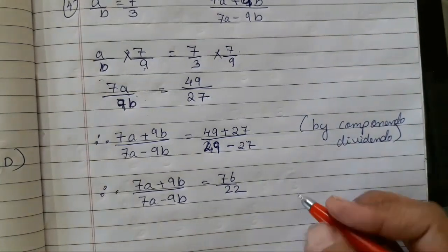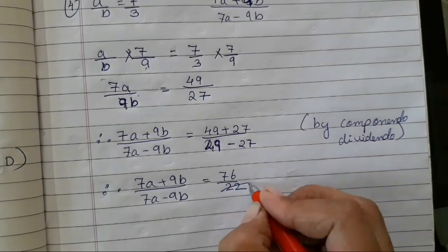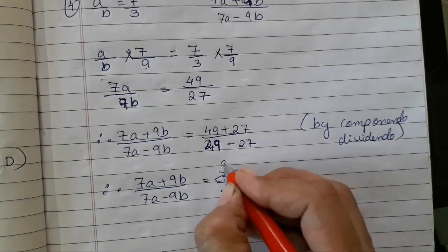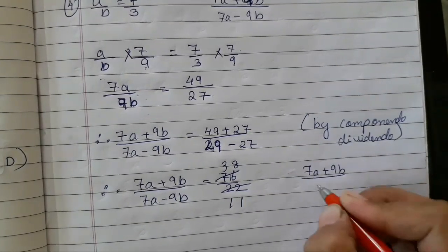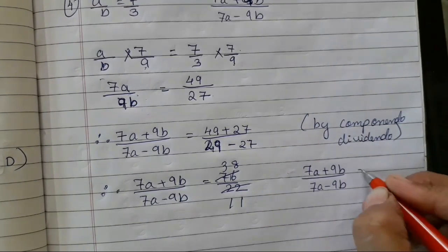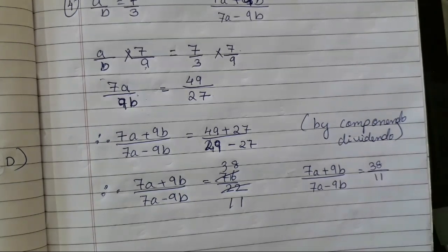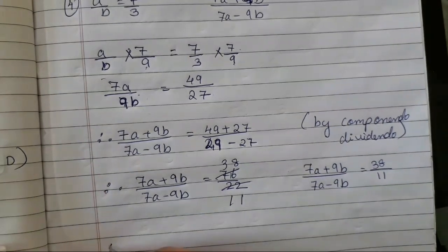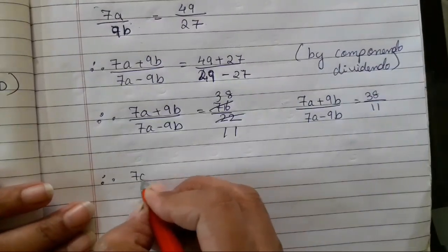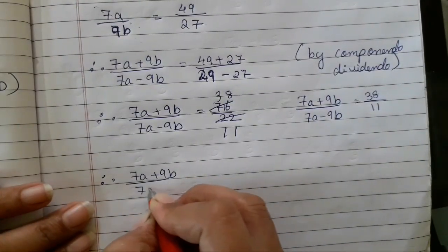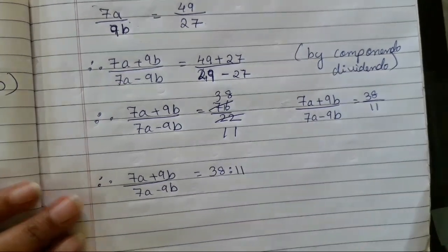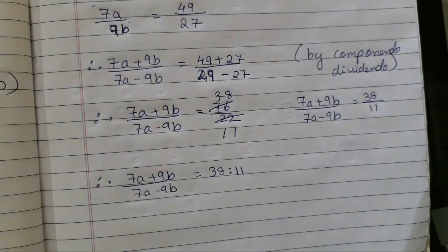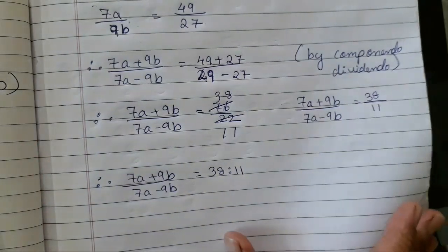After getting this answer, when you reduce this, 2 1s are 2, 2 3s are 6, 2 8s are 16. So 7a plus 9b upon 7a minus 9b is how much? 38 upon 11. Got it? So what is the ratio of 7a plus 9b and 7a minus 9b? That is 38 as to 11. Is it easy, children? These sums can come for 2 marks each, and it's very easy.